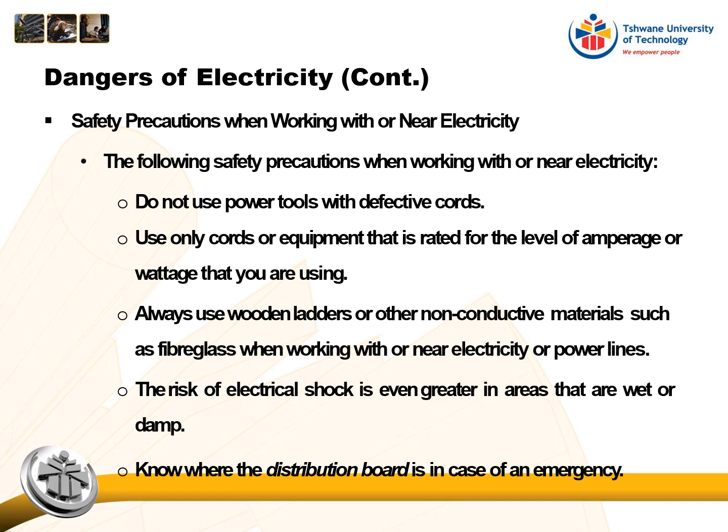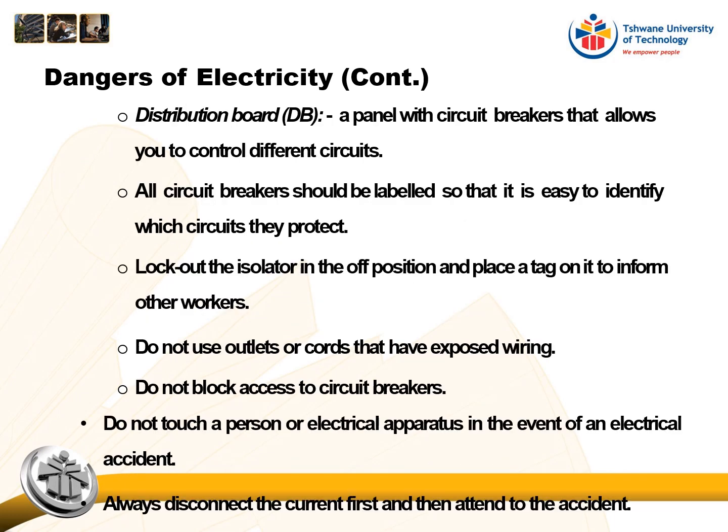Know where the distribution board is in case of emergency so that you can easily cut off the power. A distribution board, or DB, is a panel with circuit breakers that allows you to control the different circuits, so you can switch on and off. All circuit breakers should be labeled so that you can easily identify which circuit they protect. So on the DB board, you will have labels. They will tell you this is the main switch, this is for plugs, this one is for lights.